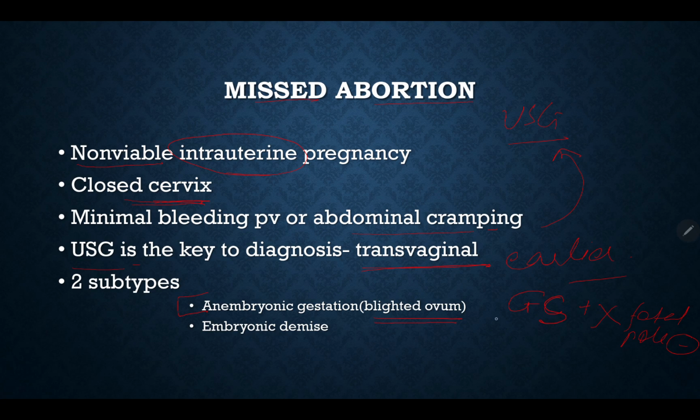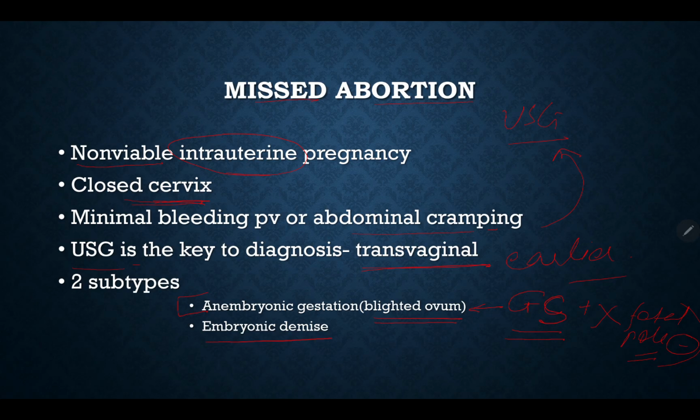You have a gestational sac, a developing gestational sac, but inside there is no fetal pole. How to diagnose that? At what gestational sac dimension must a fetal pole be present, or you must announce it as an embryonic gestation or missed abortion? We'll see in coming slides.